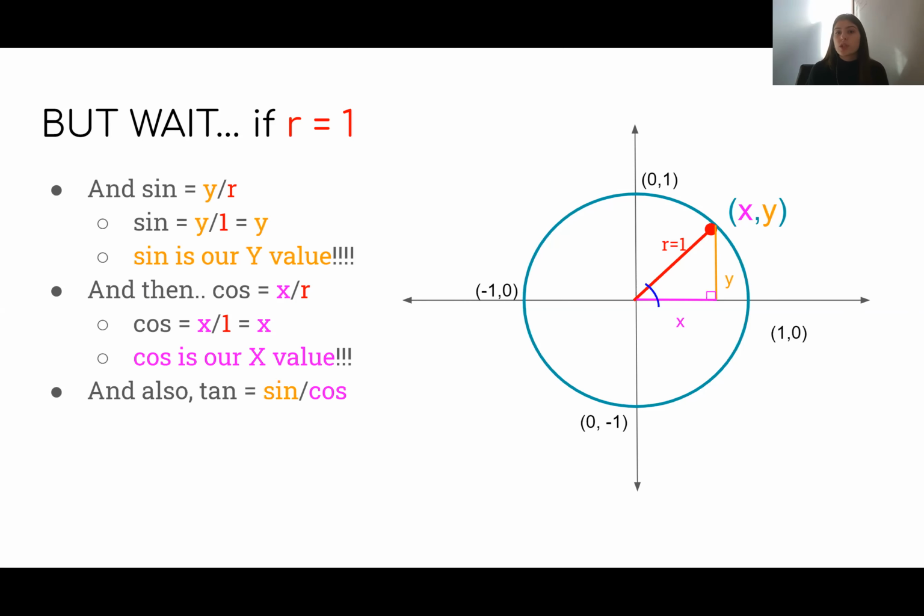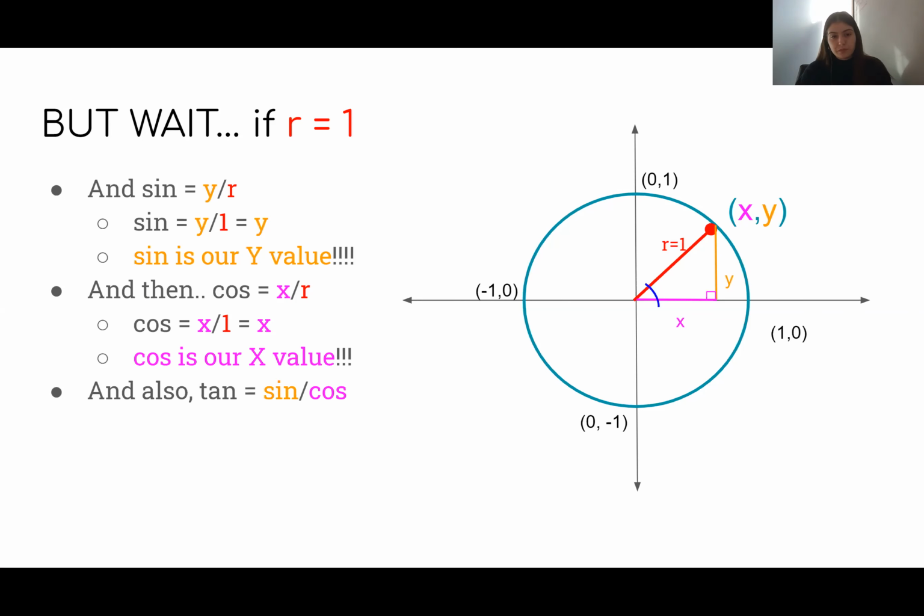And then the same thing goes with cosine, right? Cosine equals x over r. Well, if r equals 1, then cosine equals x over 1. And x over 1 is just x. So that means cosine equals x. So our cosine is our x value. This is why a unit circle is so important. And also, just throwing it in there, tangent is going to be equal to sine over cosine.